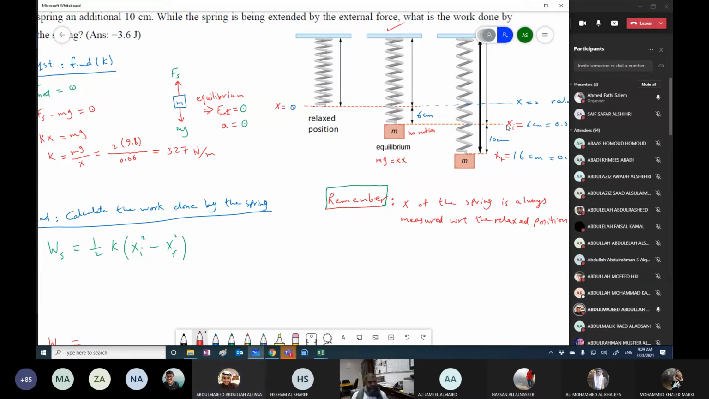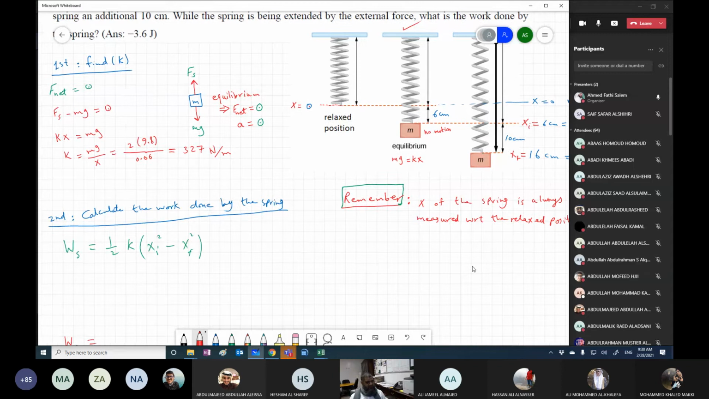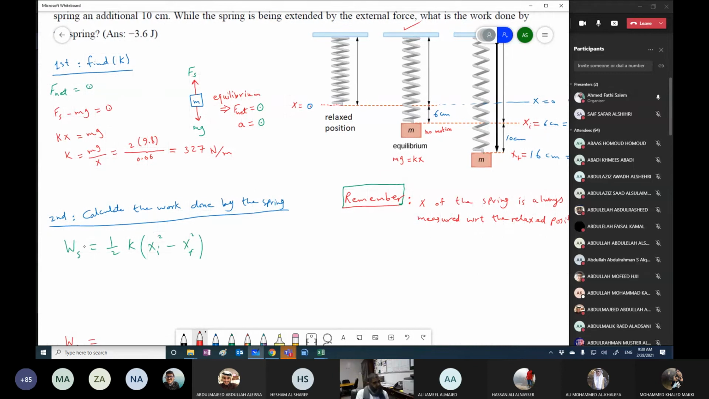0.1. لا برضه 0.1 غلط. 16 سنتيمتر. 16 لأنه أنت الآن with respect to the relaxed position. أهي الحتة دي مهمة جدا. صحيح إن إحنا مديناه ب 10 سنتيمتر لكن how far you are from the relaxed position? You are 16 centimeter from the relaxed position. So X final is 0.16. So work done by the spring.